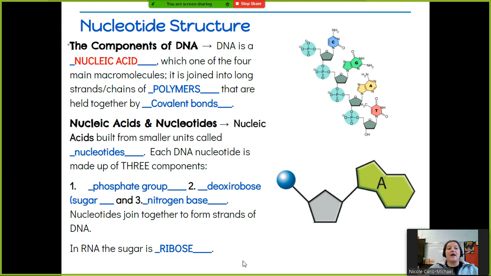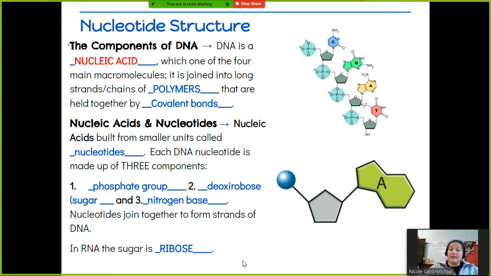And all of them are polymers. Now, remember, for nucleic acids, these are very long strands or chains of polymers. And these polymers, these chains, I should say, are held together by covalent bonds. So these nucleic acids are made up of nucleotides. These nucleic acids are built from smaller units, which are called monomers. The monomer of a nucleic acid is a nucleotide.